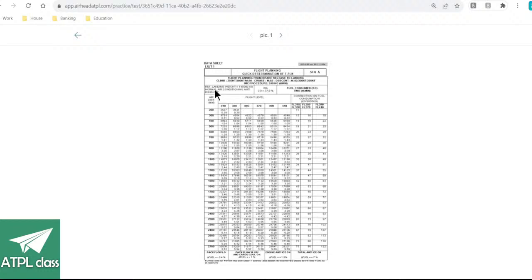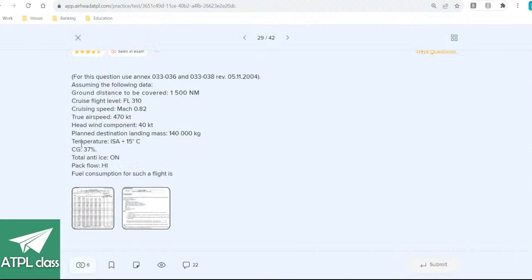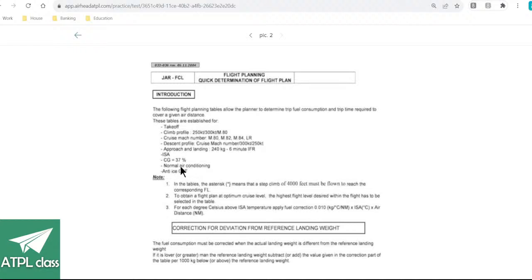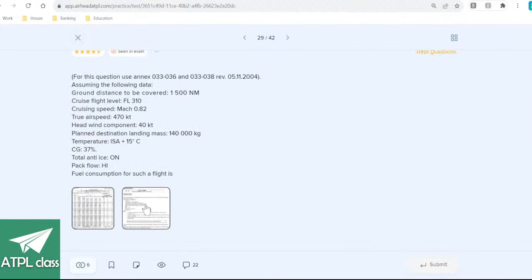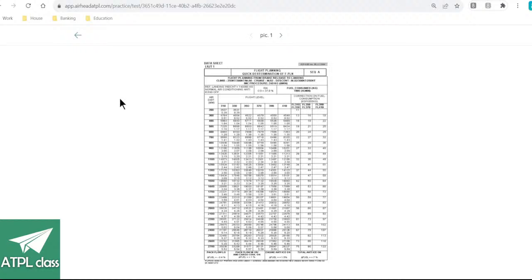Oh, if we're different from the weight. So we're not different from the weight, that's fine. Plant flow high, so we're adding on 8% to the fuel, it looks like. And alright, so here's another note. ISA plus 15, so we need to do another, so we'll do these first two corrections and then we'll figure out the rest.